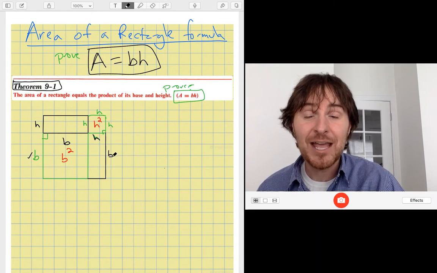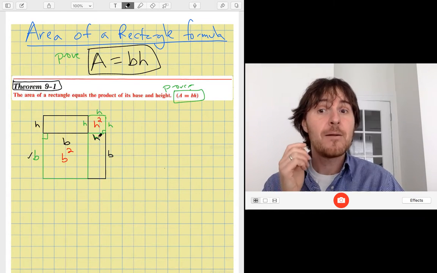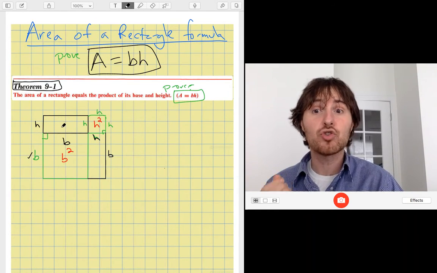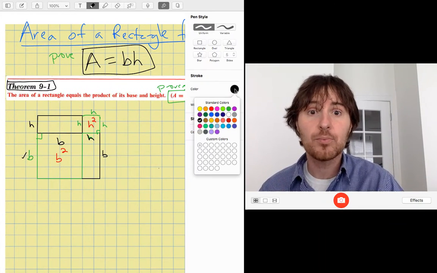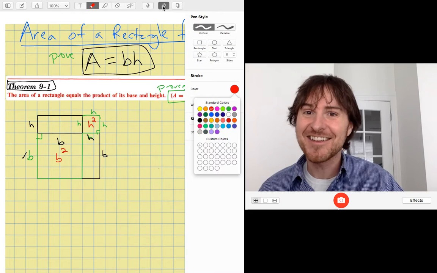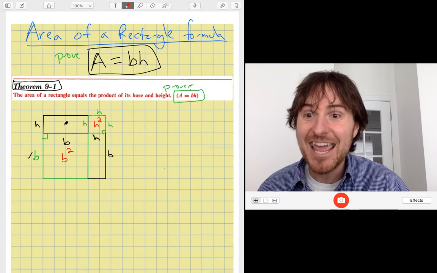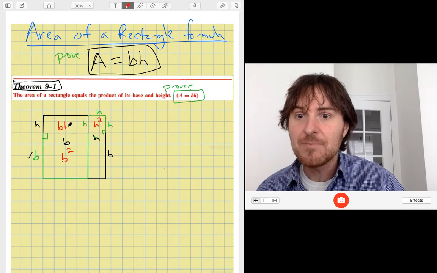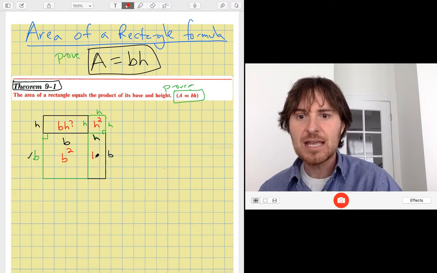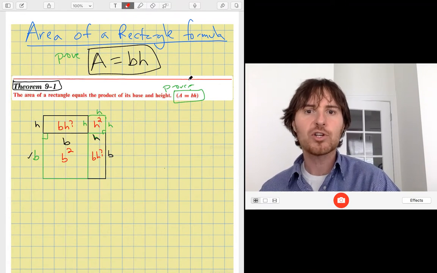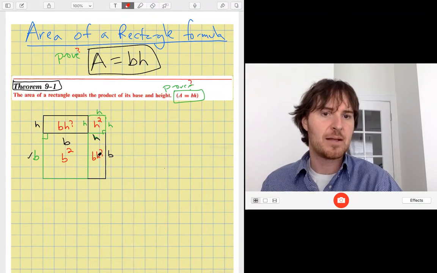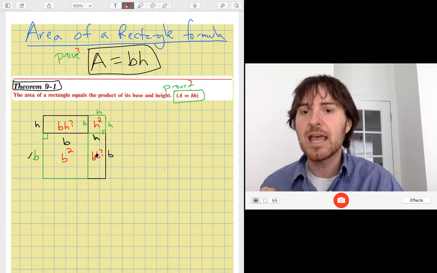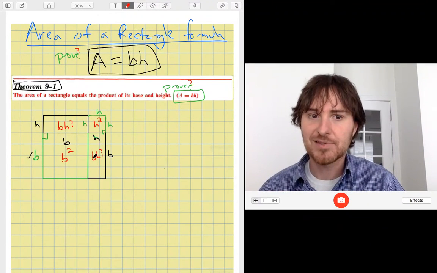It's B. Okay? So here we have the original rectangle that we're trying to prove here. It's trying to prove that its area is B times H. Is this area B times H? Well, no, we're trying to prove it. We don't know yet. We know eventually that this area is going to have to be B times H, but we haven't proven it yet. So the question is, how can we prove this?